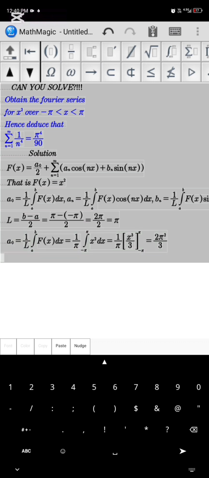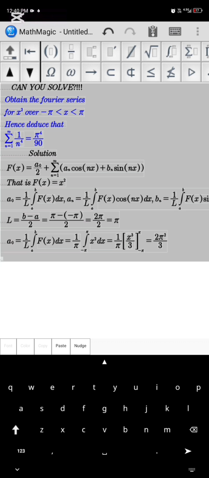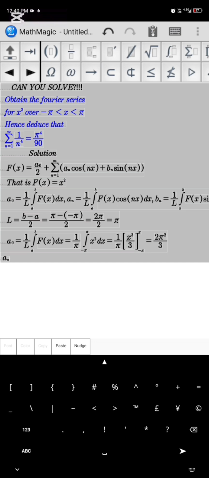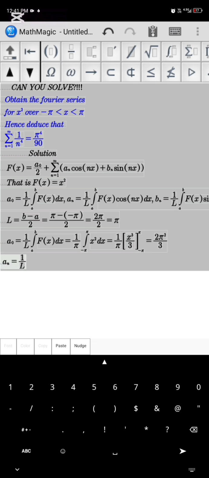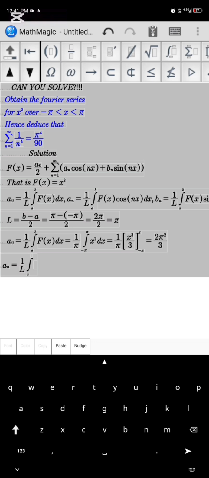The next thing to solve is our a n. You already gave us the formula for calculating a n. So a n is equal to 1 over L. It's very important to know those identities. So 1 over L, then the integral, which is also running from a to b. Then f of x.